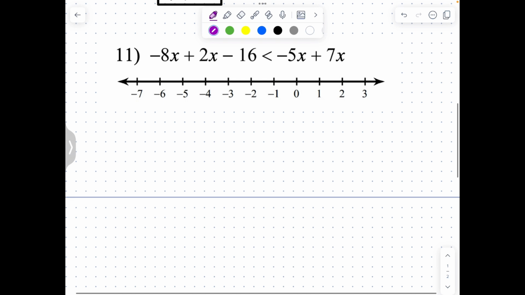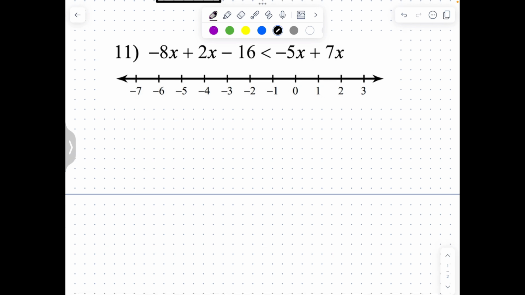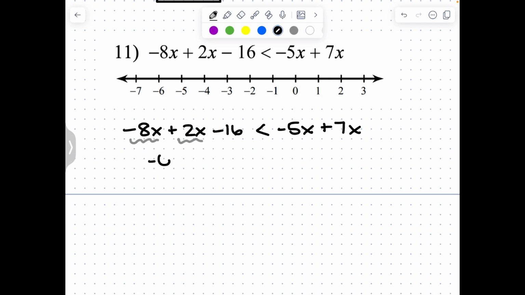And now we have our other example. So I'm going to rewrite again so I have some room to work. And this time we have some simplifying we need to do on each side before we start working with both sides together. I see some like terms that I can combine. So negative 8 plus 2 is negative 6. So those will combine to be negative 6x. And then on the right-hand side, we have more like terms, negative 5x plus 7x. So we'll add negative 5 plus 7, and that'll get us 2x.